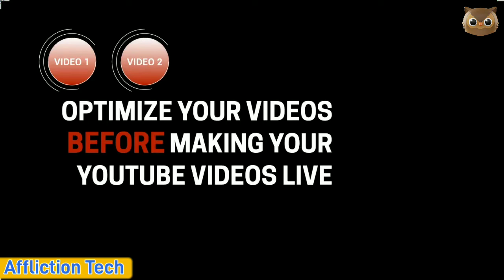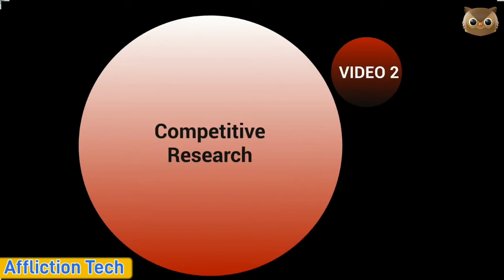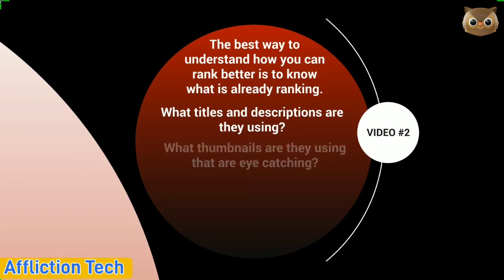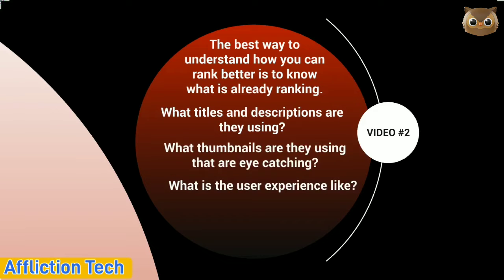Hello and welcome back. This is video number 2. Let's talk about competitive research. The best way to understand how you can rank better is to know what is already ranking in your niche or your market. So what we want to do here is analyze the videos that are on the top. I want you to specifically look at what titles and descriptions they are using, what thumbnails they are using that are eye-catching, and what the user experience is like when you click through those videos. So let's go ahead and do some competitive research.